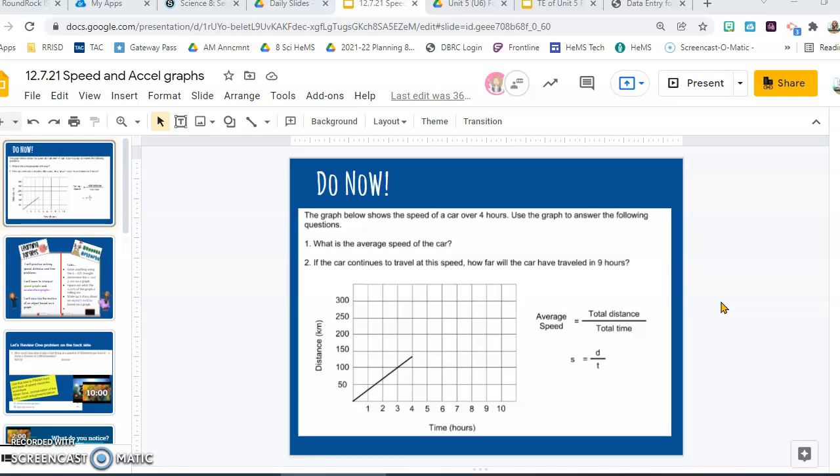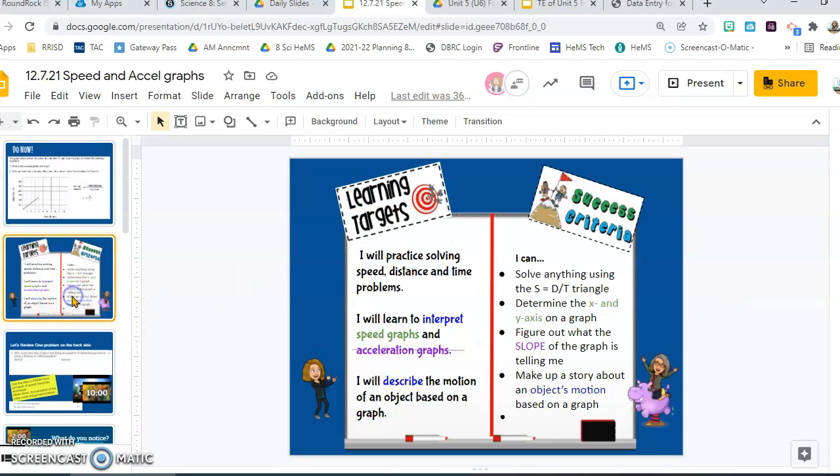So we've got that. Now, if the car continues to travel at this speed, how far will it travel in 9 hours? Well, we would simply take the 33 1/3 and multiply that speed times the time of 9, which would give us about 300 miles distance.